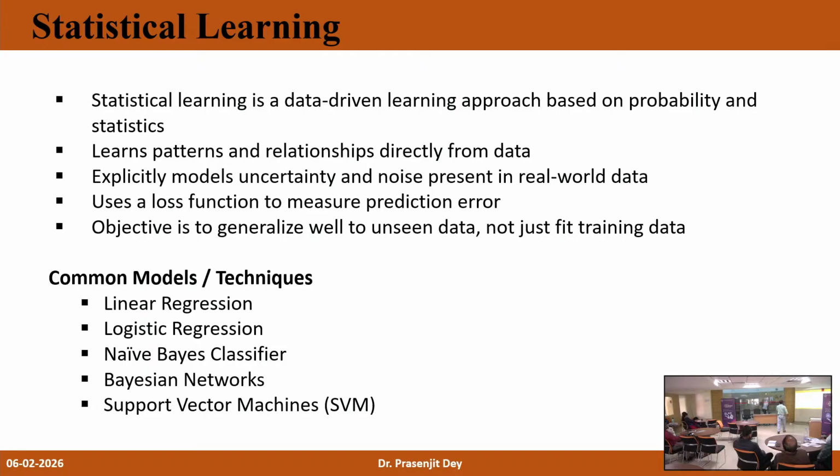So that is the concept of linear regression, logistic regression. Bayes classifier is based on conditional probability. Bayesian network is a network based on probability theory. Support vector machine is another statistical method. All the other statistical methods will be taught.